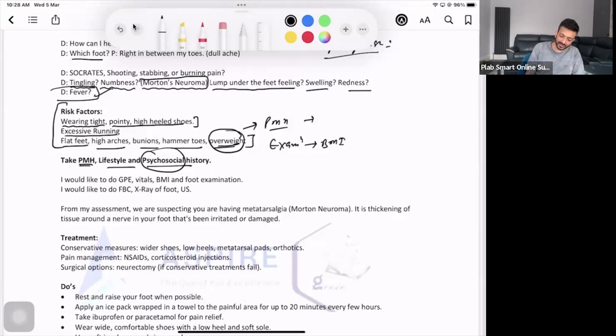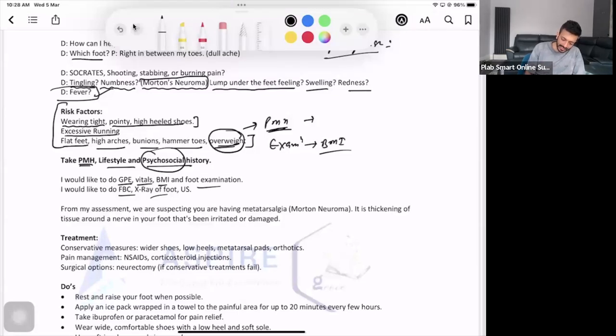Another is PMHx, so ask if the patient has got any past medical history which can lead to obesity and all. So that's really important as well, right? Then I would like to do general physical examination, vitals, BMI, as I said, you need to mention, and the examination of the feet. And I would like to do some routine blood investigations and maybe the X-ray of the feet as well, right? And then accordingly, you'll be able to give the diagnosis.